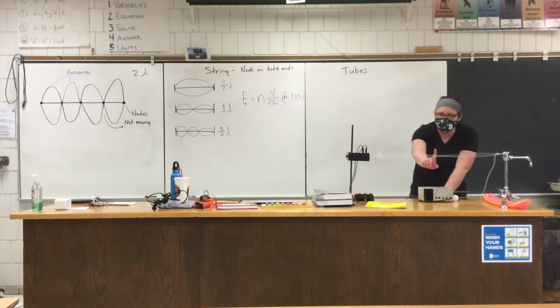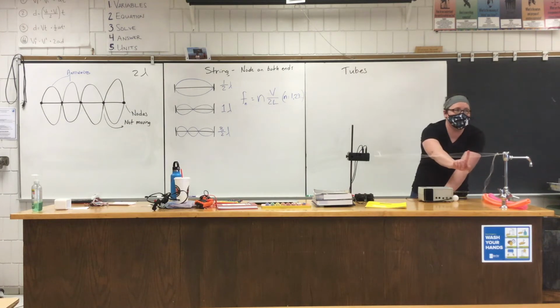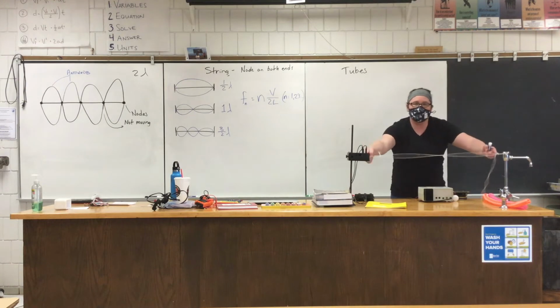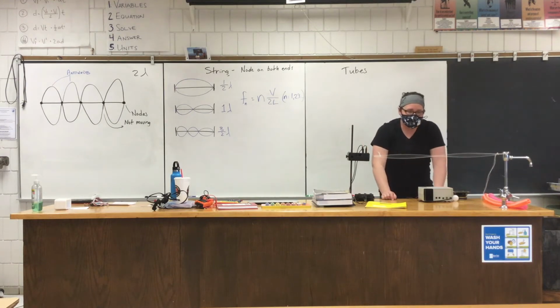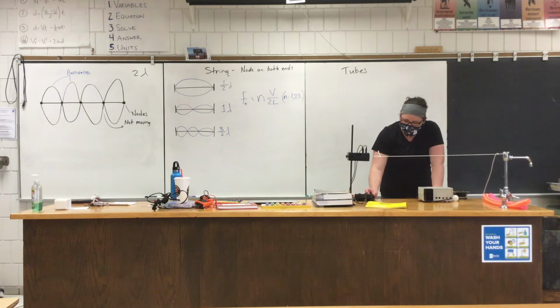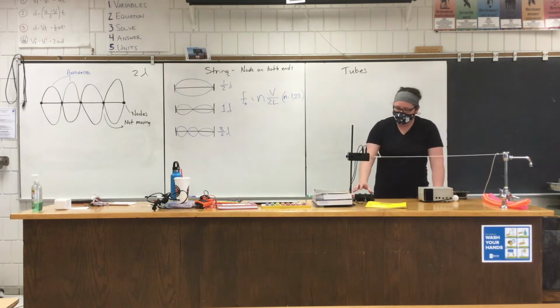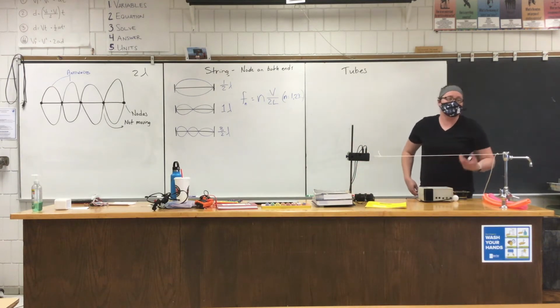It's a little loose, but you can see here that I have half a wavelength and half a wavelength. So I have a single wavelength right here. I don't know if I can get it down to just one actually. If you ever jump rope, you're creating a standing wave. It's just like that up top. It's going up and down and up and down and up and down. So I'm going to turn this off. We're going to talk about tubes now.